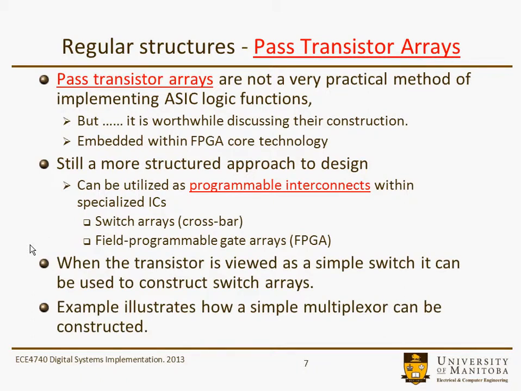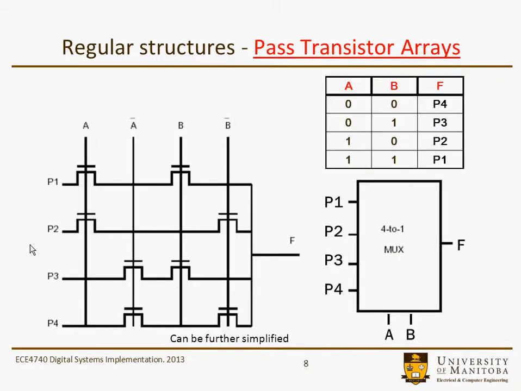When the transistor is viewed as a simple switch, it can be used to construct switch arrays, and we'll look at some of the disadvantages of that as well. But the following example illustrates a simple multiplexer that could be constructed. In this particular case, you'd build a multiplexer such that if A is 1 and B is 1, for example, P1 would be directed to the output. And this could, of course, be simplified a little bit further, and we'll look at that in a minute.